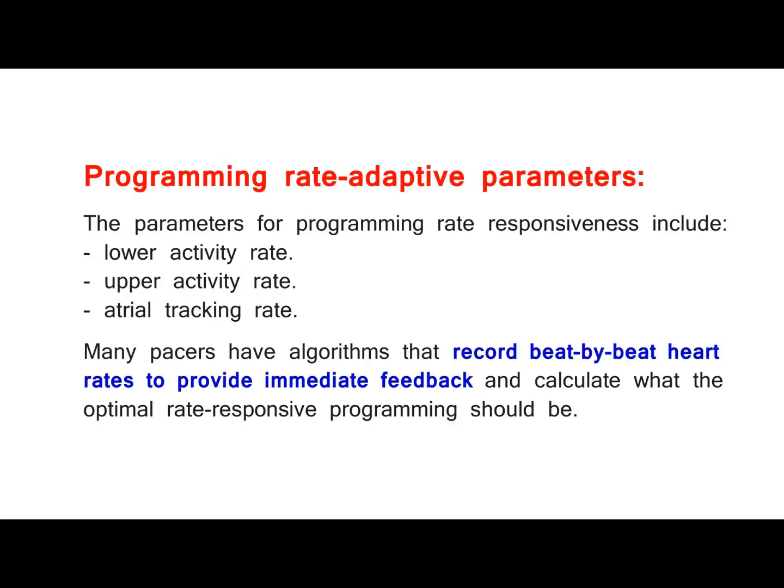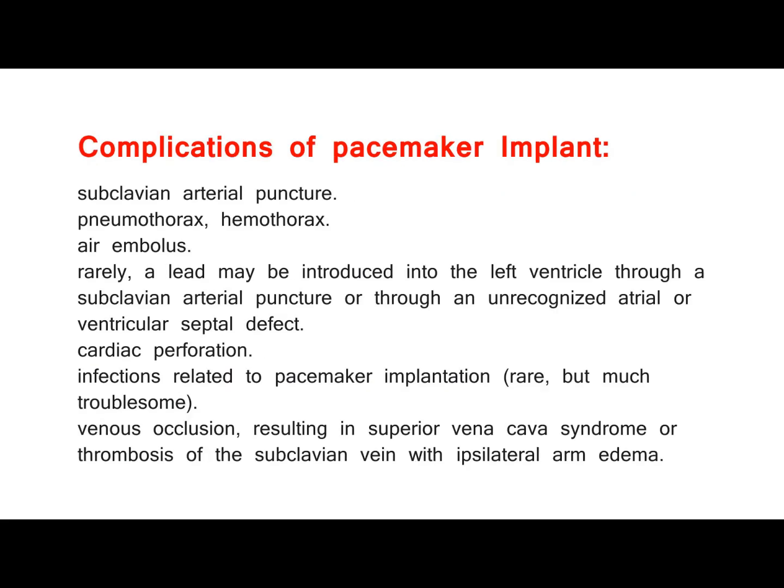Programming rate adaptive parameters. The parameters for programming rate responsiveness include lower activity rate, upper activity rate, atrial tracking rate. Many pacers have algorithms that record beat-by-beat heart rates to provide immediate feedback and calculate what the optimal rate-responsive programming should be. Complications of pacemaker implant.